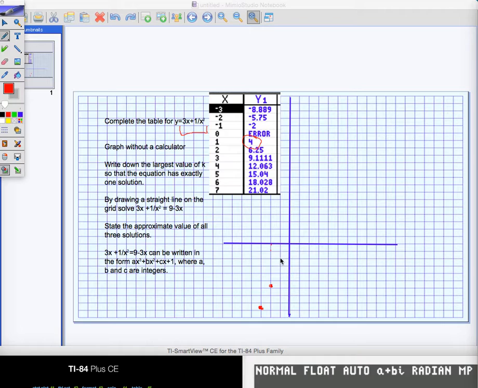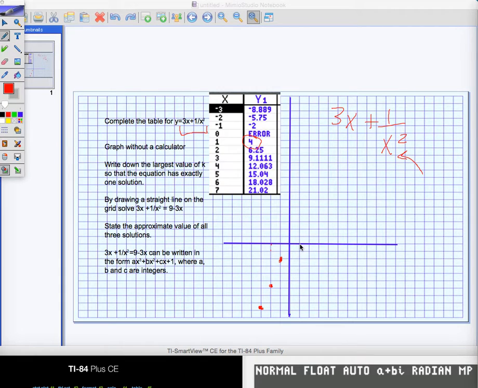-1, -2. We have an error at 0. The reason we have an error, if you look here, 3x plus 1 over x squared, anytime you have a 0 in your denominator, that's going to be an undefined value. So that's why we do not have a point at 0, and that's why you would get an error if you tried to plug it in.